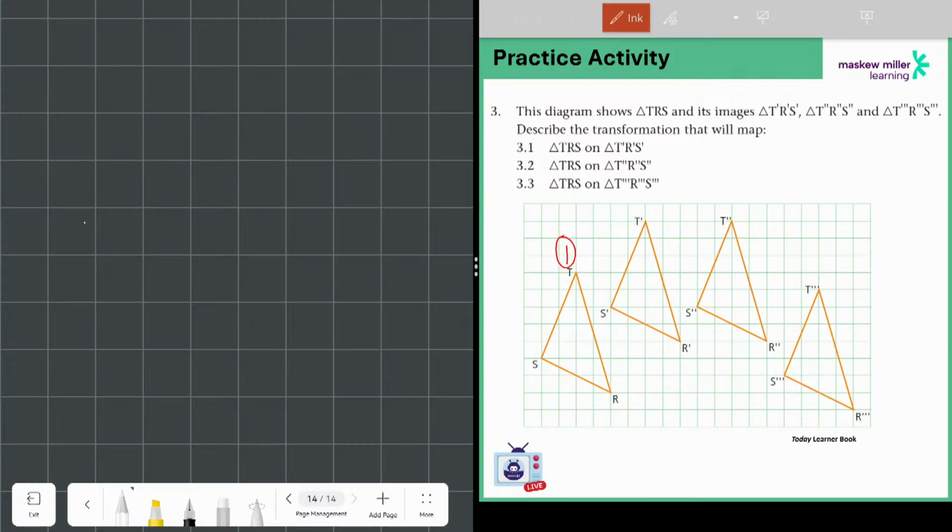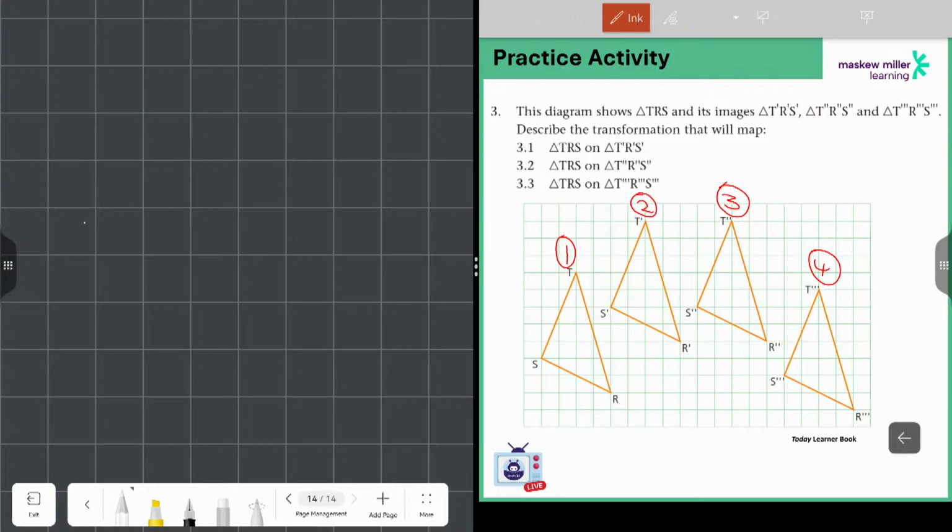Some people were like, okay, image, what does it mean? They're just saying that an image is whatever comes after a transformation has happened. So we have 2, which we are calling T. You can see there's a small arrow at the top, so we can call this one our triangle 2. And then again, there's triangle 3, which has a double dash at the top. And then we have our triangle 4, which has a triple dash at the top.